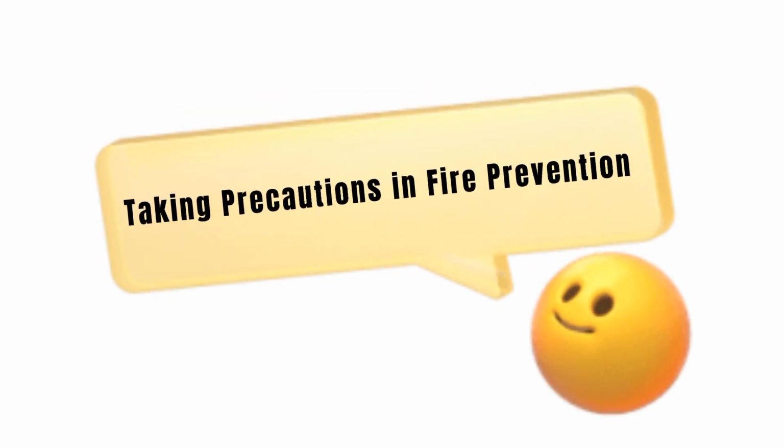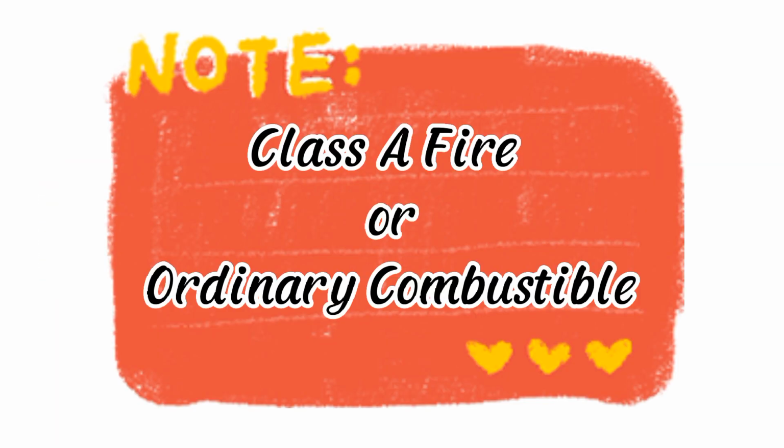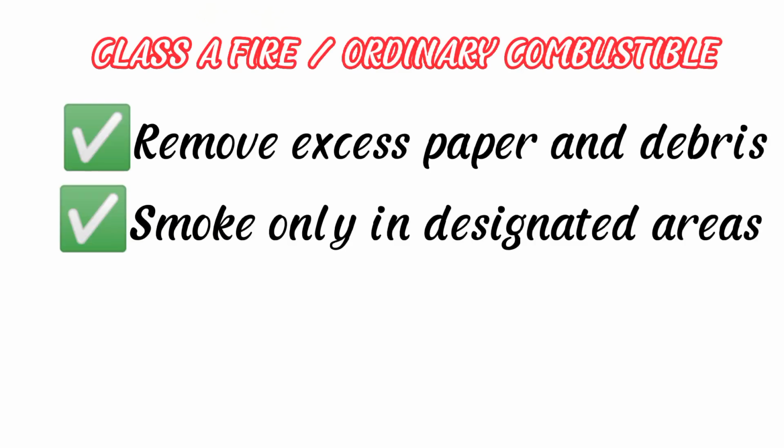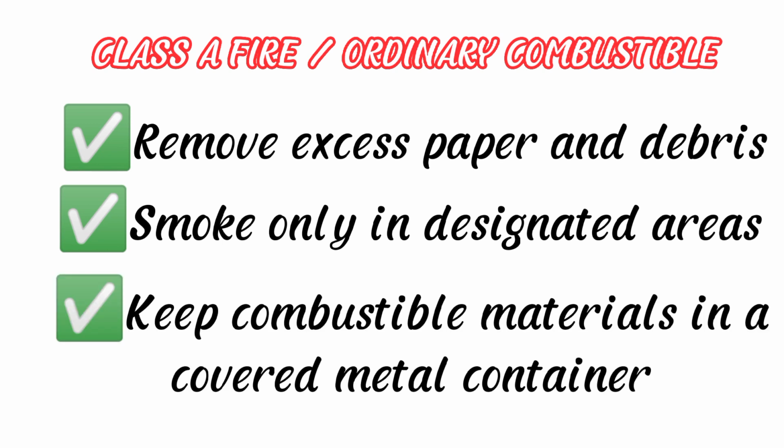You can save lives every day by taking precautions in fire prevention. Let's look at each class of fire separately. Class A fire, ordinary combustibles. Remove excess paper and debris. Smoke only in designated areas. Keep combustible materials in a covered metal container.